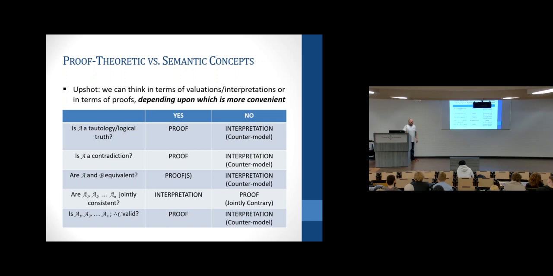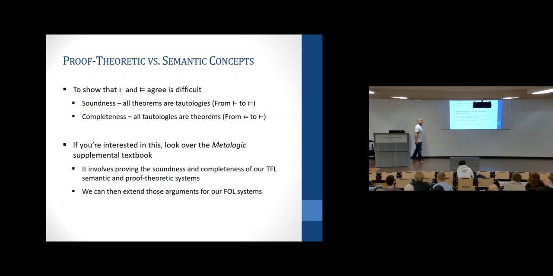Now, it is worth noting, you have to kind of take my word for it, that the single and double turnstiles extensionally agree. Showing that they do is actually a very difficult but interesting project. It's showing the soundness and completeness of our systems relative to each other. If you're interested in this, feel free to look over the Meta Logic book that's in the files for our Canvas page. Not really going to talk about it. It's something worth reading if you're interested in these kind of formal systems. It walks through the soundness and completeness proofs for our two TFL systems.